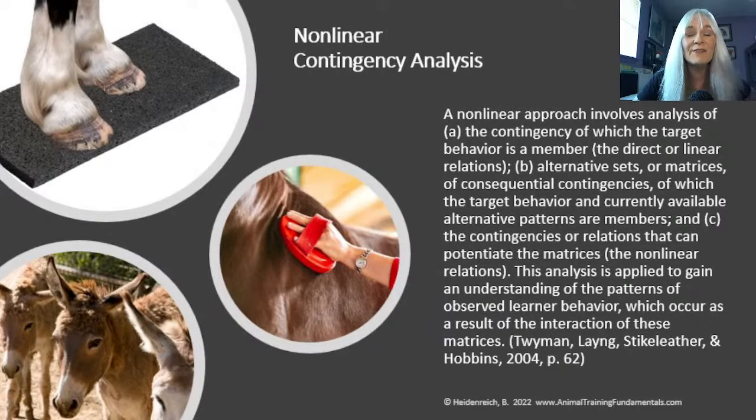But yeah, this is the definition taken straight out of that book, which talks about how one thing you will look at is those ABCs that are directly related to that specific target behavior. But then you may look at alternative sets or matrices of consequential contingencies of which the target behavior and currently available alternative patterns are members of. And so this is really what we were picking apart in our videos.